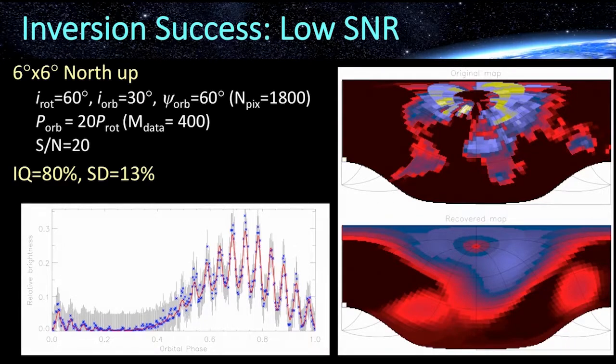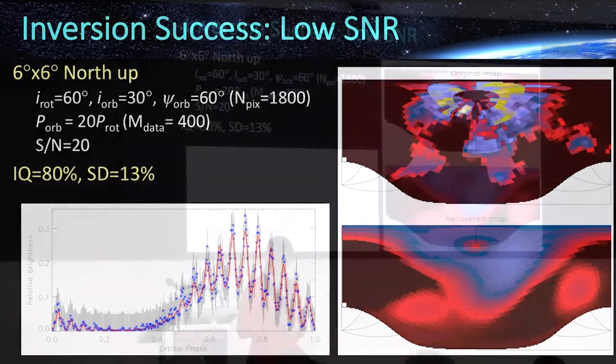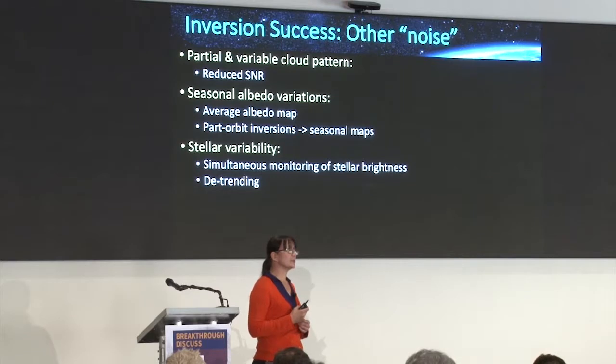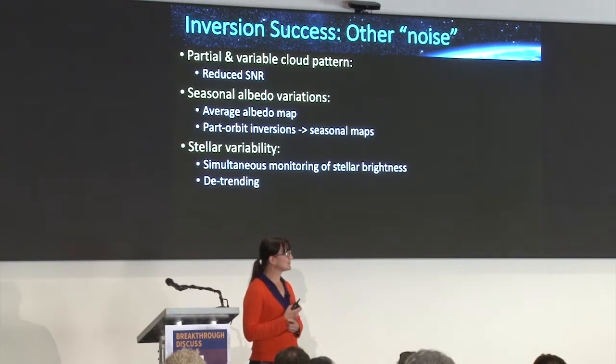Now, if we go to low signal-to-noise, which is even more realistic for exoplanets, signal-to-noise 20 in this case, you can see that the continents become even fuzzier, but still the major landmass is very well recovered, with even some hints of Australia and South America visible near the edge. So these are the perfect inversions for a perfect planet without clouds.